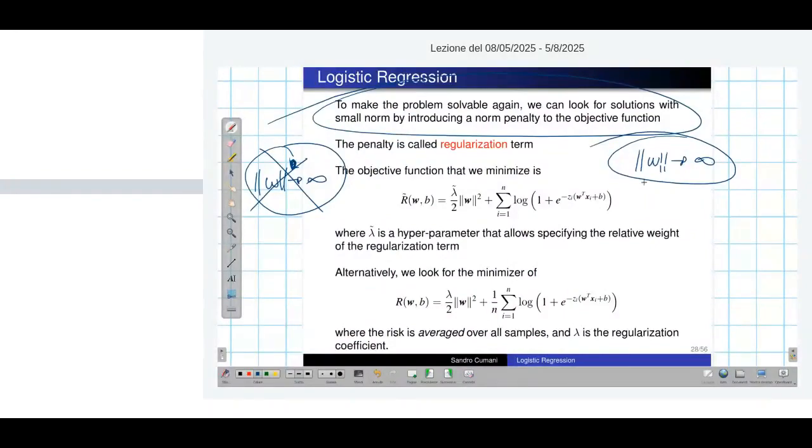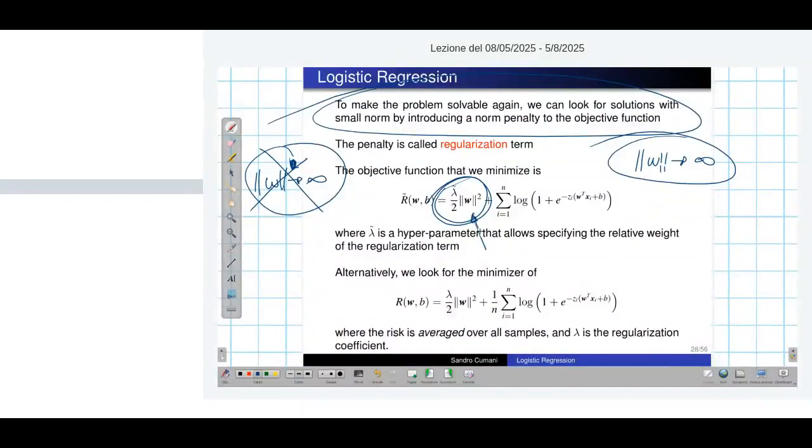How can I do that? Well, I can add a term that penalizes solutions that have large norm of W. Now we can give other reasons why terms of this kind are effective, and when we discuss support vector machines next week, we'll give another interpretation of what this term is actually doing in a different context.